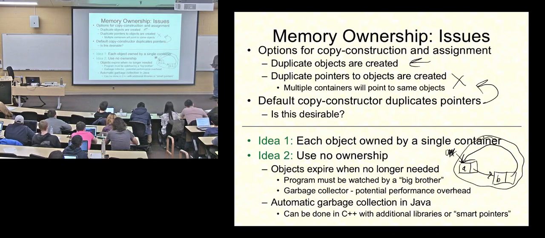So that's the Java solution, is have no ownership, have a garbage collector that runs, and basically Java has no destructors. There is no way to tell. You can't even count on when an object will be destroyed. Your program might end and your objects might still exist for a while.